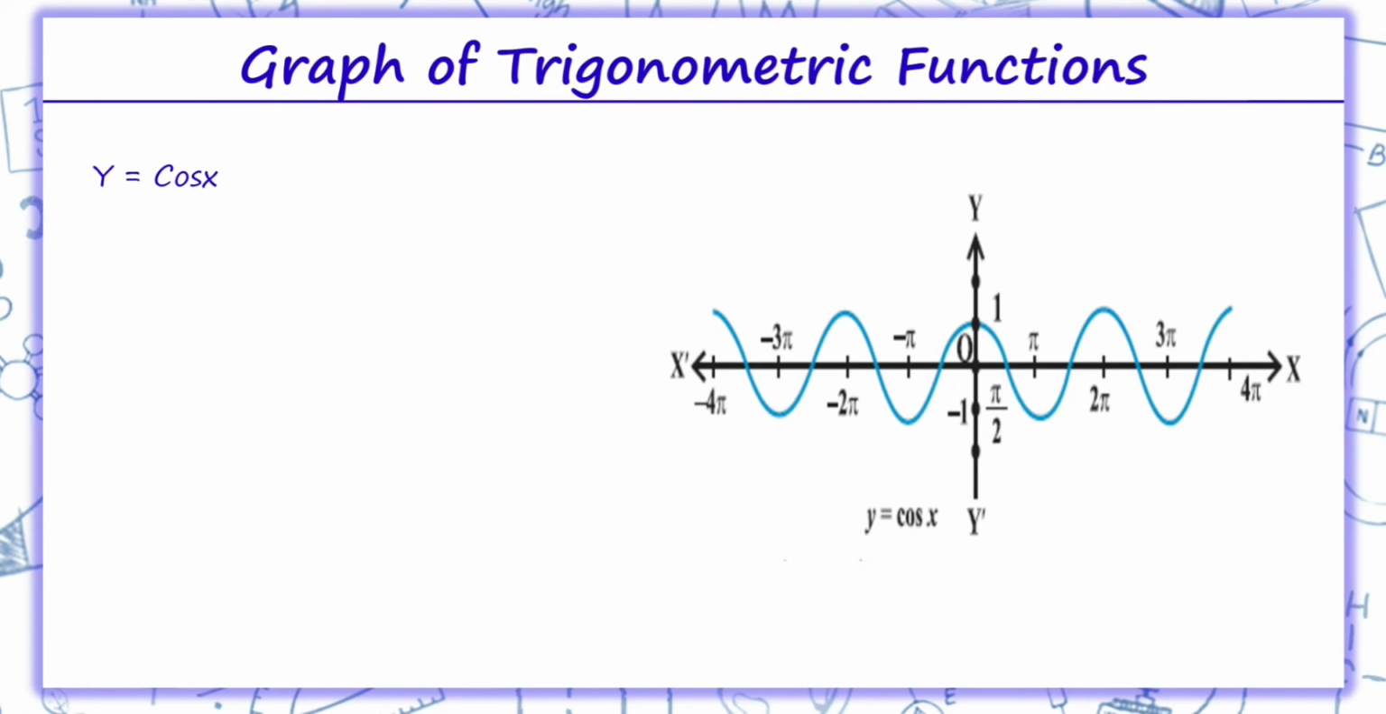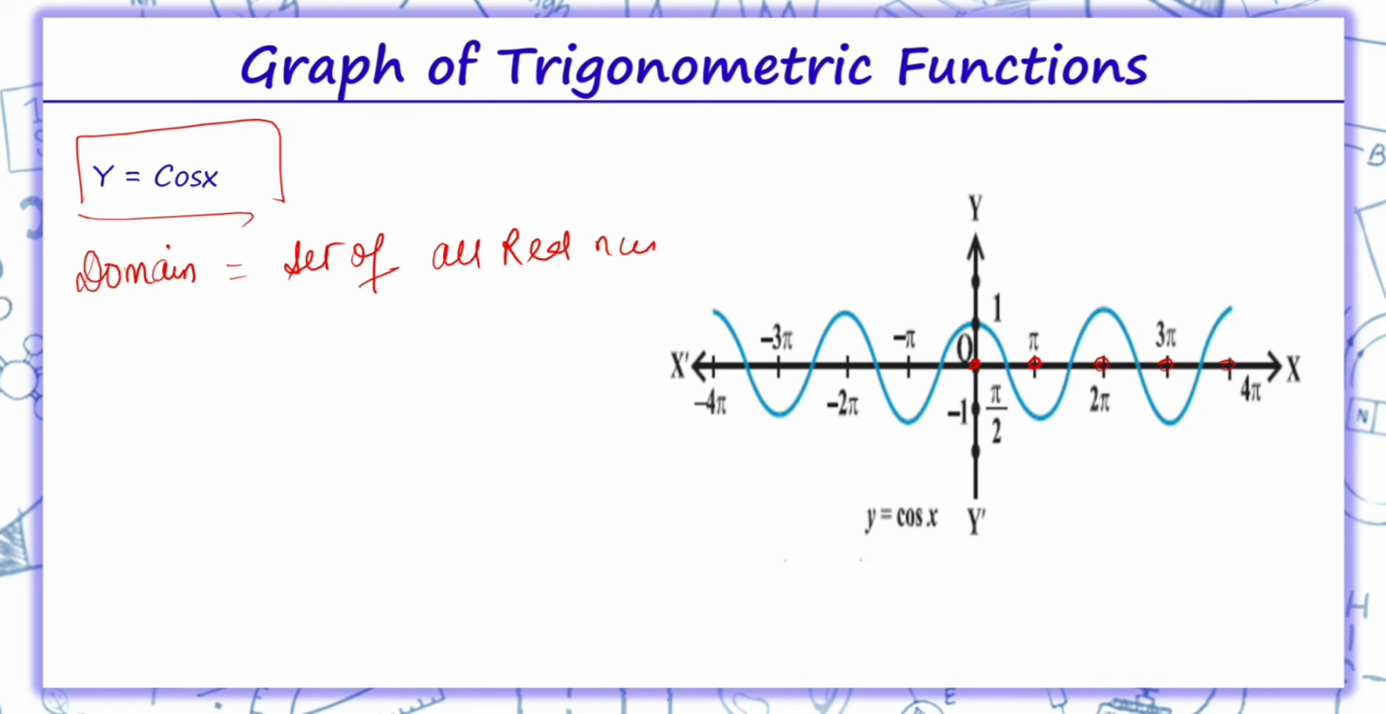Moving on to the next trigonometric function, which is cos x. As you see over here, the domain is again x equals 0, pi, 2 pi, 3 pi, 4 pi, so the domain is the same thing, the set of all real numbers. The range is also the same. The values do not go beyond 1 or below minus 1. So the range is minus 1 to 1.